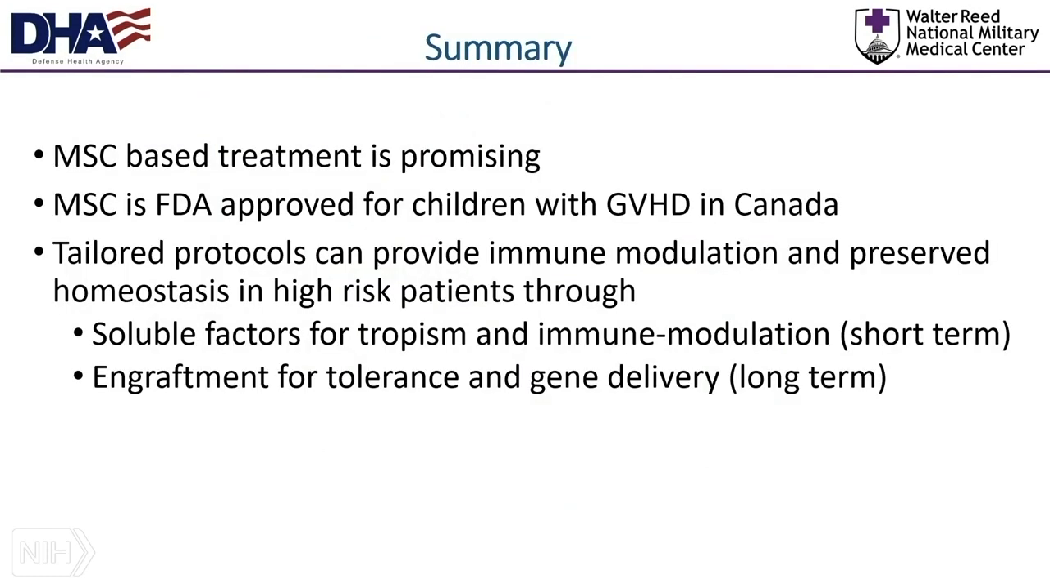So in summary, MSC-based treatment is promising, and it is FDA approved for children for GVHD in Canada. Tailored protocols can provide immune modulation and preserved homeostasis in high-risk patients. And this is accomplished by soluble factors for tropism and immune modulation, which is usually short-term. In most models, this requires repeat MSC injections, or engraftment for tolerance and gene delivery, which can provide long-term solutions. Thank you.